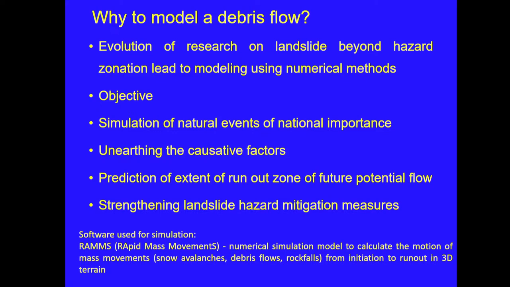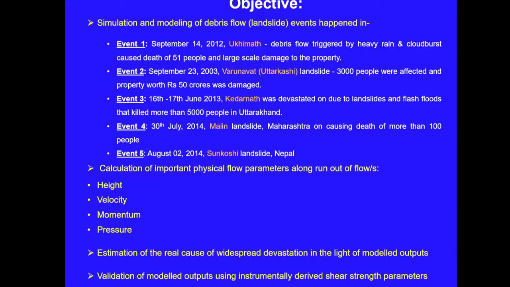Third is simulation of natural events of national importance. They are to be done as per the government guidelines. Simulations of events are to be kept ready, so that whenever an event happens, we are in a state to know readily what its results and effects will be. Then, unearthing the cohesive factor and prediction of the extent of the runout zone for future potential flow. The runout zone is where the whole flow is involved; the spatial coverage of the debris is your runout zone. That is how it strengthens landslide hazard mitigation.